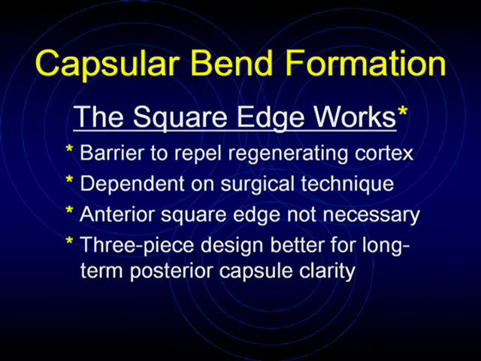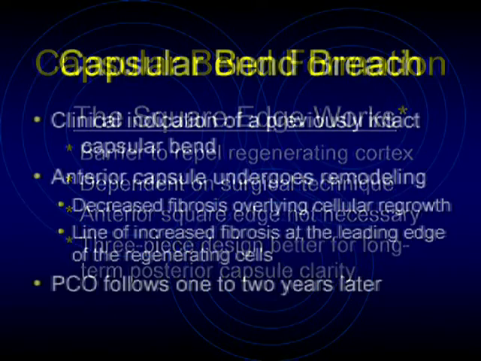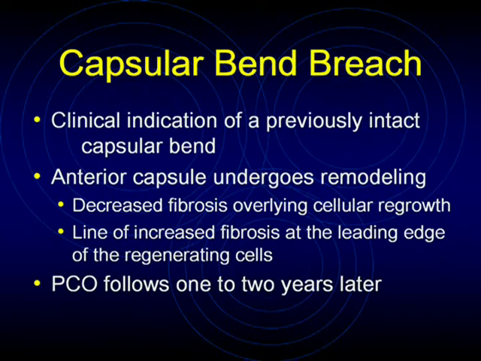In conclusion, the square edge works. By forming an effective capsular bend, it creates a barrier to repel regenerating cortex. This prevents posterior capsule opacification but requires good surgical technique to allow its formation. The anterior square edge is not necessary, but IOL design is critical, and 3-piece design is much better than single-piece for long-term clarity. The capsular bend breach is a clinical indication of a previously intact capsular bend.